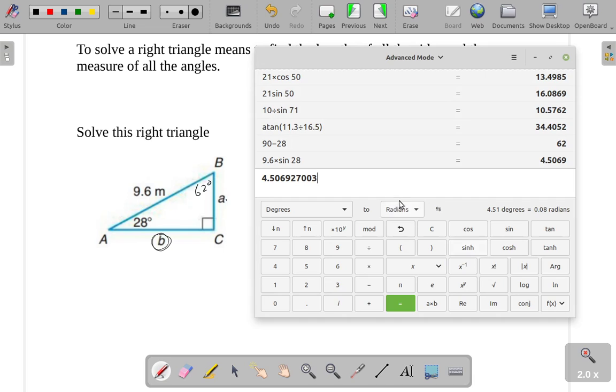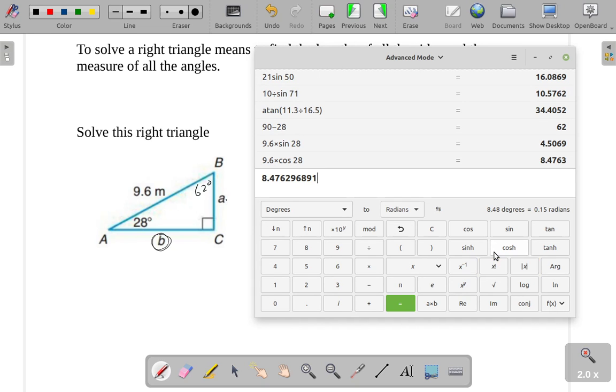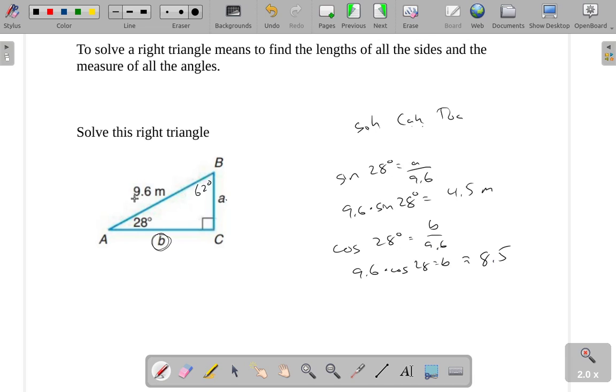So let me just change this here to cosine. And I end up with 8.5. Now, you can see I rounded this to 2 significant digits. This is really just because this one was rounded to 2 significant digits, to the nearest tenth of a meter. It didn't make sense to me to have these more accurate than that one. So 4.5 would be this measure right here, and 8.5 would be this measure right here.